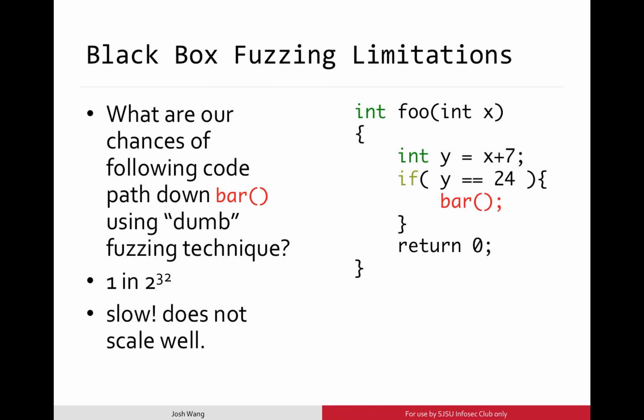If we're on a 32-bit system, then it's 1 in 2^32, if we're only using integers, right? So obviously this is not a smart technique. That's why they call these dumb fuzzers. It's slow and it doesn't scale well. So that's one disadvantage of using black box fuzzing.